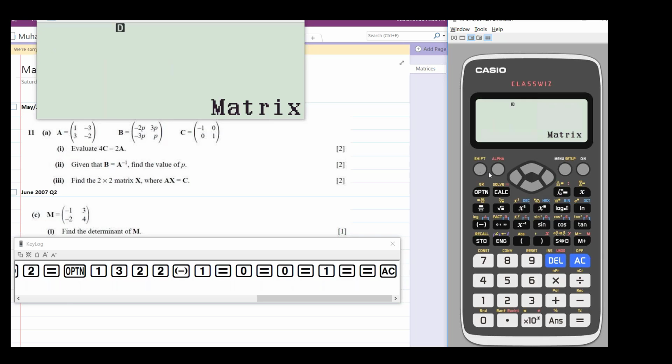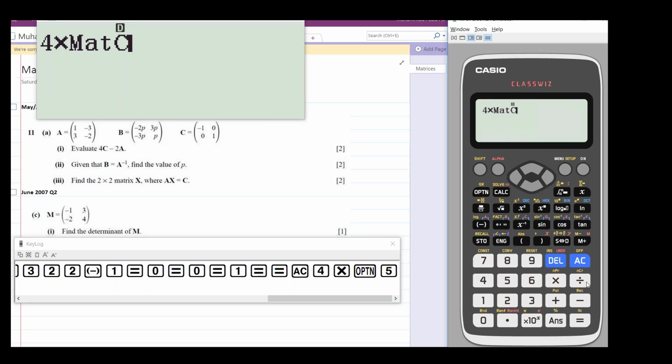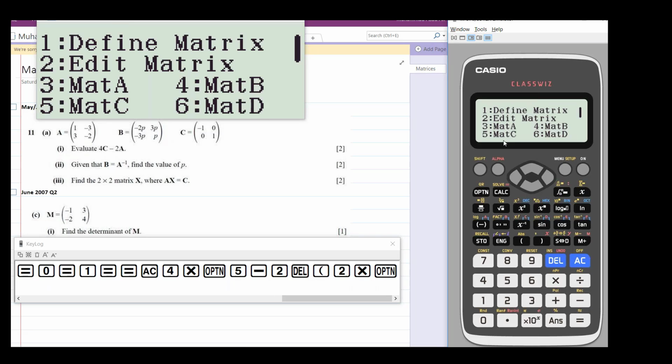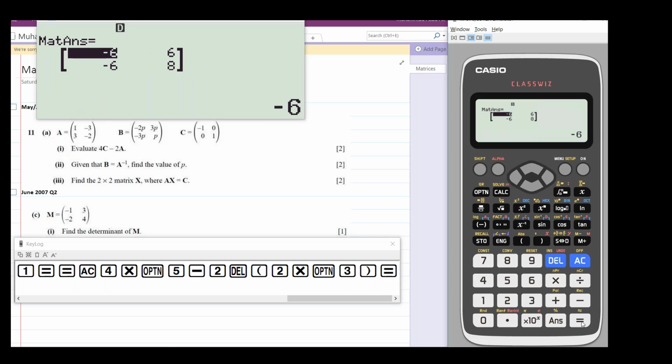Now on screen I need to write 4C minus 2A. So I will write 4 times matrix C. For matrix C I will press option, and matrix C is 5. So I will press 5 and minus 2. It is better to put a bracket here. 2 multiplied by matrix A. So option, and for matrix A I will press 3. As I press equal, I will get the answer.